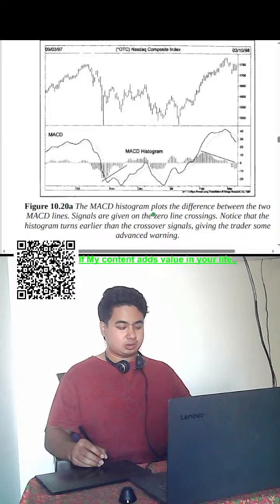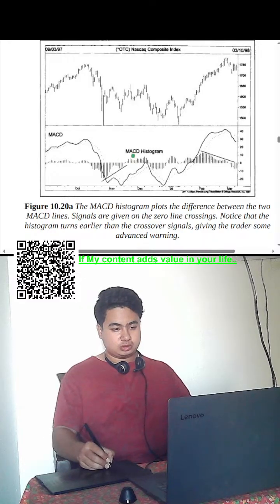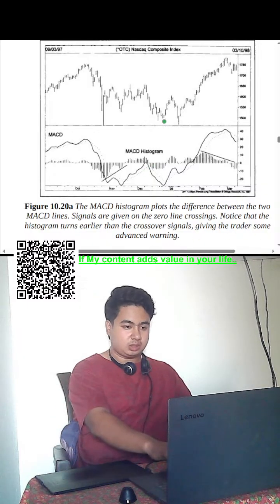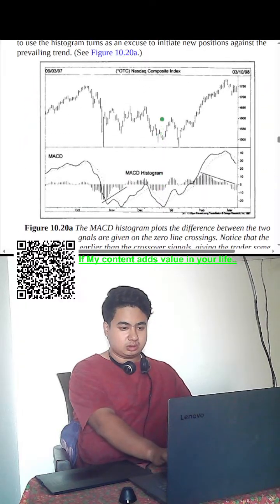The MACD histogram plots the difference between the two MACD lines. Signals are given on the zero line crossing. Notice that the histogram turns earlier than the crossover signals. Okay, in histogram it appears earlier than the crossover signals. Okay, giving the trader advanced warning. Alright, understood. And how it is getting reflected in here.